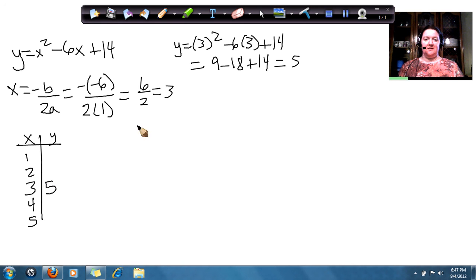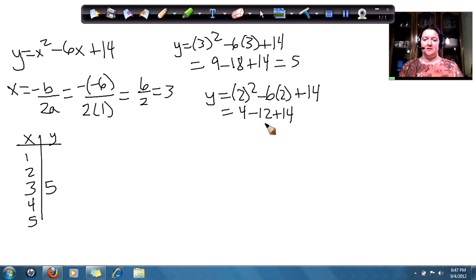Then if I plug a 2 through the function, y equals 2 squared minus 6 times 2 plus 14. So that's going to give me 4 minus 12 plus 14. And 14 minus 12 would give me 2. 2 plus 4 would give me 6. So I know it's going to be 6 there and a 6 there.